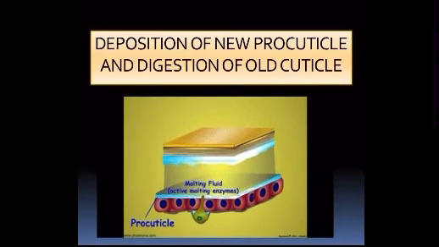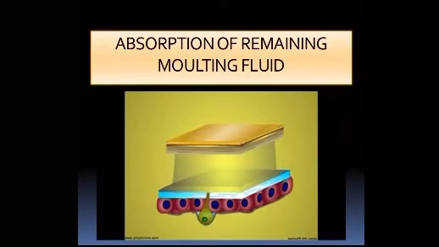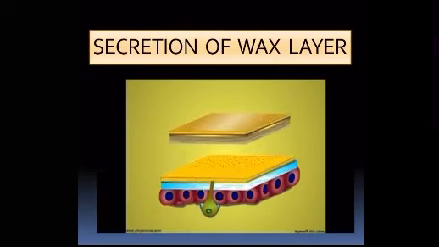Now the molting gel or granules are activated and converted into a fluid, and the enzymes begin to digest the old endocuticle. And as much as 90% of the chitin and protein breakdown products from the old endocuticle are reused to form a new procuticle like this.